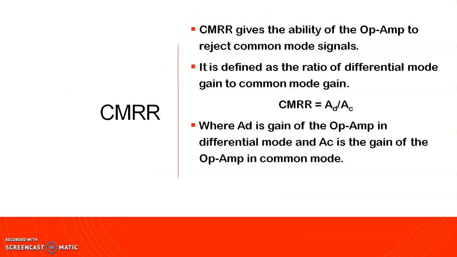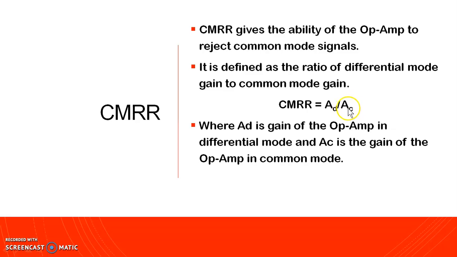Then the next one is CMRR. CMRR stands for common mode rejection ratio. CMRR gives the ability of the op-amp to reject the common mode signal. The higher is the value of CMRR, the better is the ability of op-amp to reject common mode signals. CMRR is given by AD by AC, where AD is differential mode gain, AC is the common mode gain.